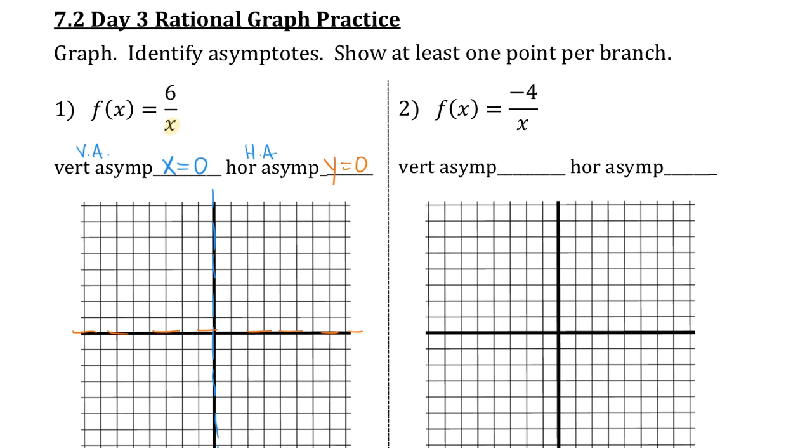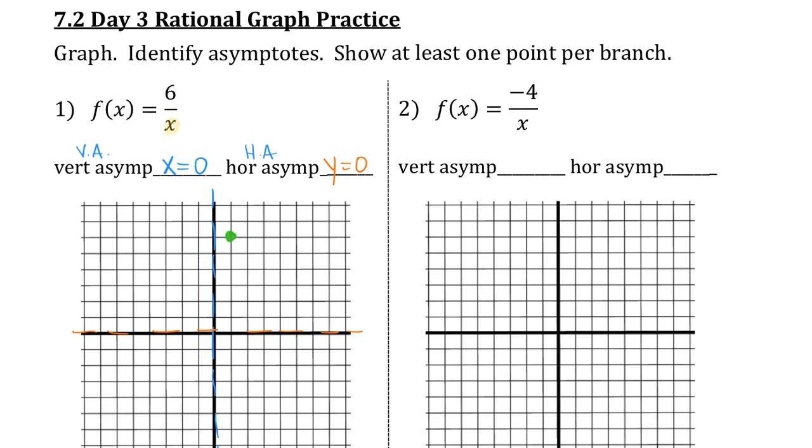Because we have these asymptotes, if we get one good point on each side, we can actually get a decent graph. Since the vertical asymptote's at x equals 0, I'm going to plug in a number on the right. I'm just going to plug in 1 because it's easy. 6 divided by 1 is 6. So when x is 1, I get a point way up here, at 6.